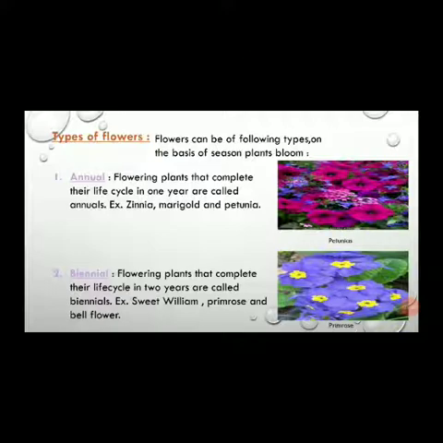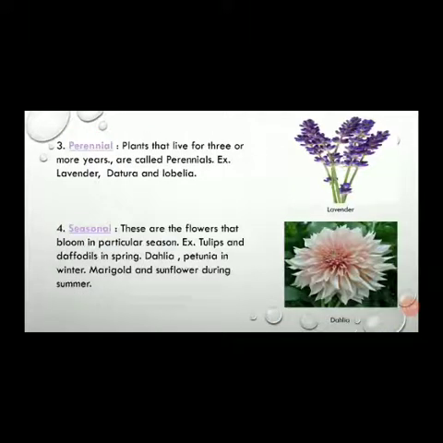Second, biennial. Flowering plants that complete their life cycle in 2 years are called biennials. In the first year, plants produce leaves and in the second year their flowers bloom. For example, sweet william, primrose and bellflower. Third, perennial. Perennial plants are the plants that complete their life cycle in 3 or more years. For example, lavender, datura, and lobelia.